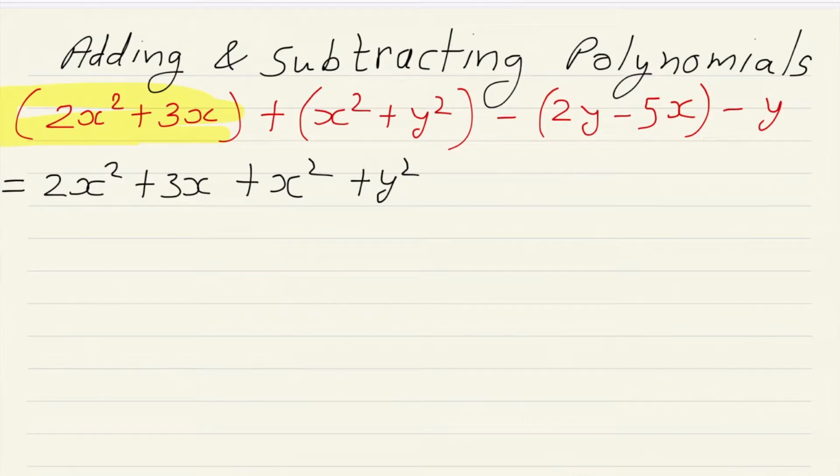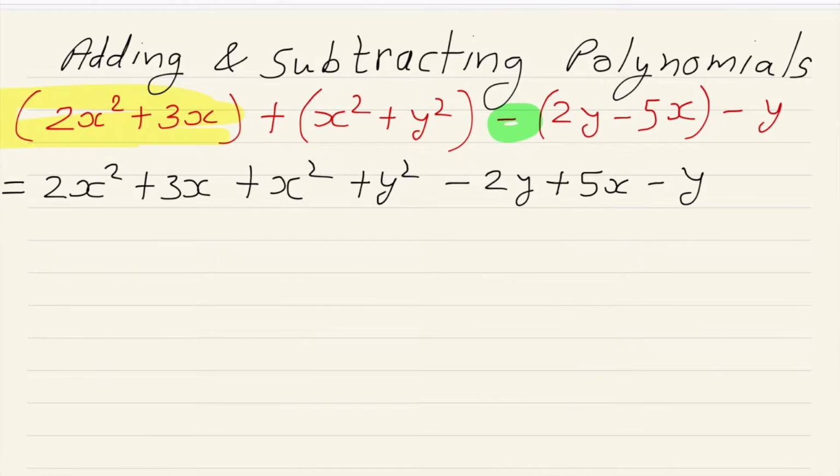And the last set of the parentheses have negative sign in front of it. So we will have to change the signs of the terms. So that would be positive 2y will become negative 2y. And negative 5x will become positive 5x. And the last term is by itself, so that's negative y.